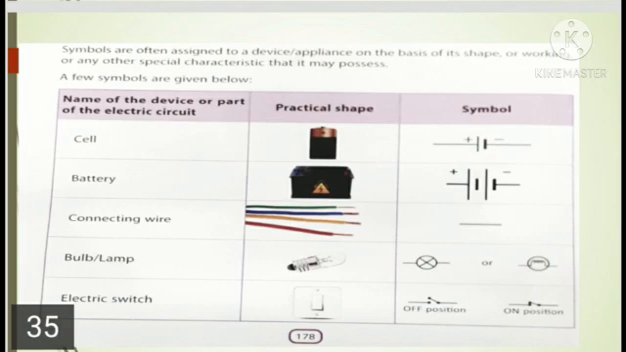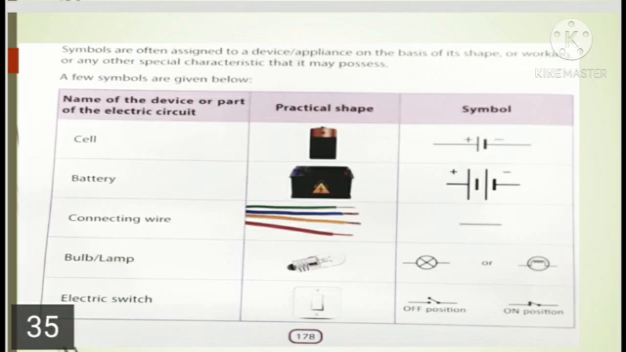First one is the off position, where the circuit is open, and the next one is the on position, where the switch is on and the circuit is closed. So you can also realize how the making and breaking of this circuit puts your device on and off. This is all about the symbols of electrical devices or parts of the electric circuit. More of the symbols will be known to you in the higher classes.